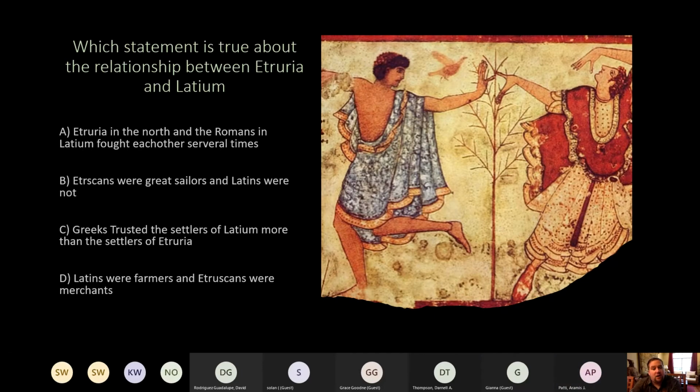Which statement is true about the relationship between Etruria and Latium? So the Etruscans and the Latins. Which statement is true? Etruria in the north and the Romans in Latium fought each other several times. The Etruscans were great sailors and the Latins were not. Greeks trusted the settlers of Latium more than the settlers of Etruria, and the Latins were farmers and the Etruscans were merchants. Which one of these is actually true?